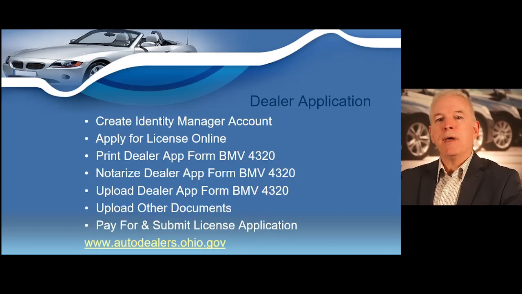You must apply for your dealer license on the dealer licensing section website at autodealers.ohio.gov. So here's the process that you must follow in order to complete the dealer application process correctly. First, you're going to create an identity manager account at the dealer licensing section website. Then you're going to enter all the dealer license information on the website. And once that information is complete, you'll print the dealer application form 4320 and have that form notarized. Then you're going to upload all that documentation through the dealer portal once again and submit the license application to the BMV.